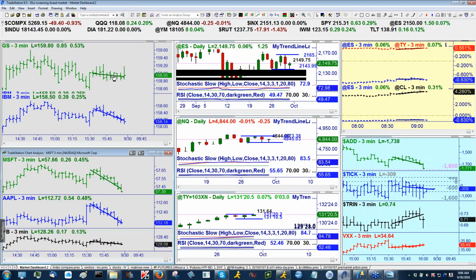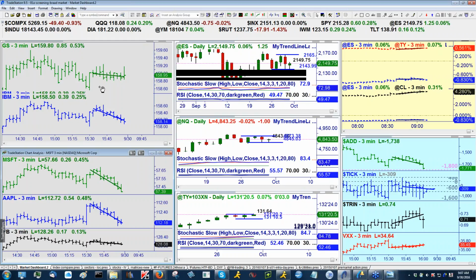This line here is what's referred to as a linear regression line. All it does is fit the price movement to the best line it can for the last 10 periods. This is a 3-minute chart, the last 10 periods, so it essentially shows, in any half-hour period, how these stocks are behaving versus one another.